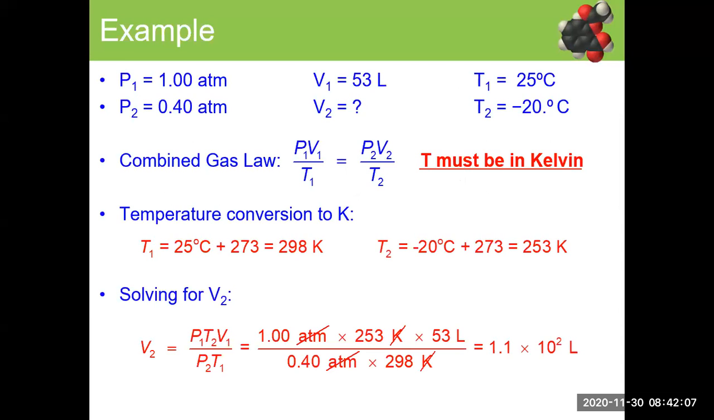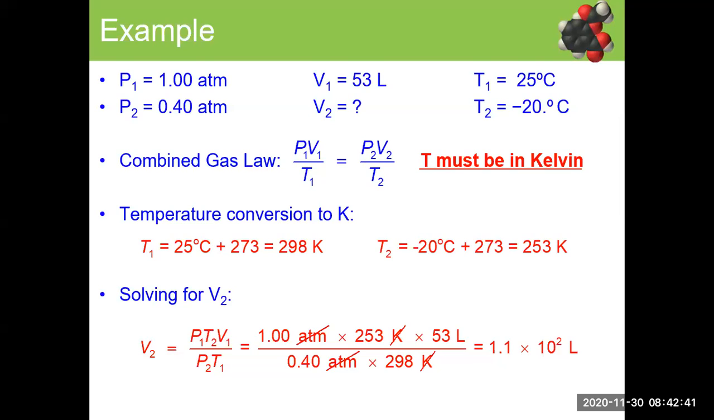So once again, we would go ahead and define what our P1, V1, and T1 were in the problem. So that was the 1 atmosphere, the 53 liters of volume, the 25 C temperature. And then our second set of conditions was 0.4 atmospheres. We're trying to determine what that new volume is, so that's the unknown. And then T2, that second temperature, is minus 20 degrees C.